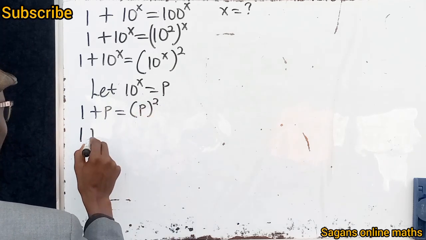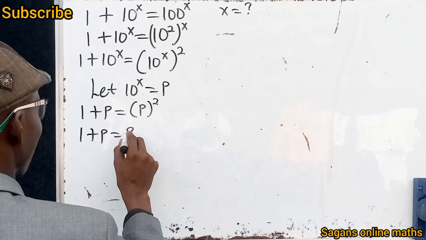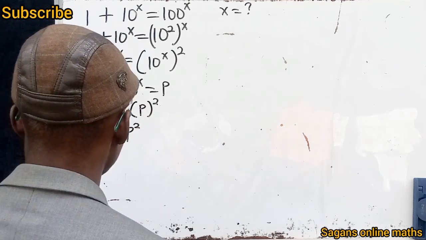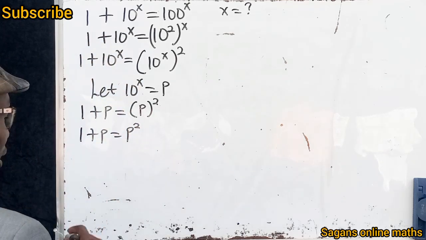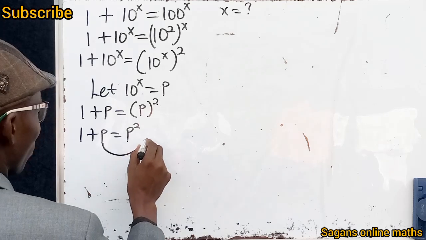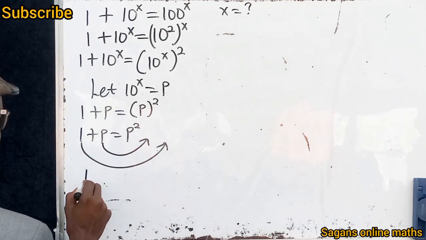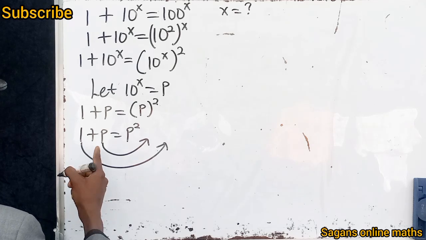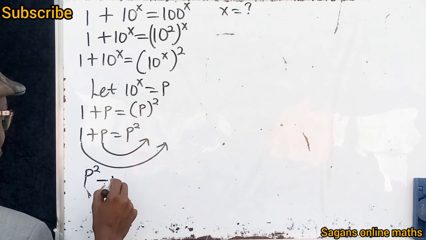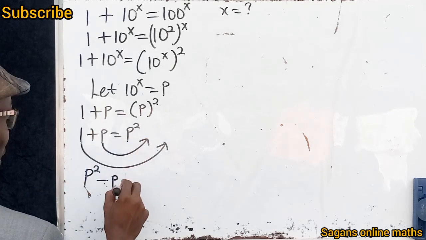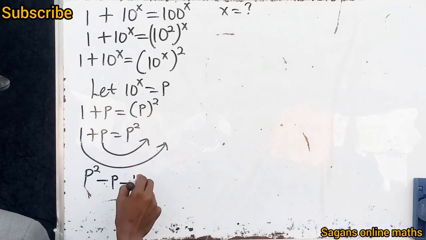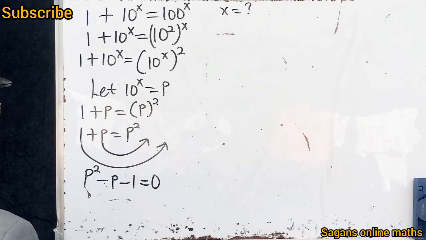That means 1 plus p equals p squared. Let's move whatever is on our left hand side to our right hand side. So if we move this to our right hand side and also move this to our right hand side, remember that let's say this is our right hand side, right? Now if this crosses over, it becomes minus p. And if this one crosses over, it becomes minus 1. And what will be left here is just 0.